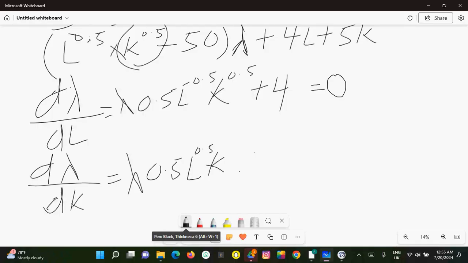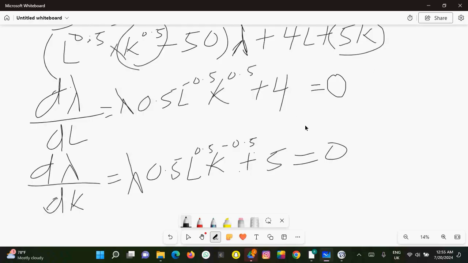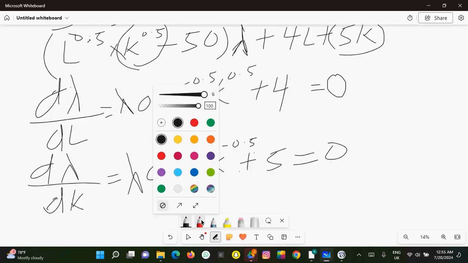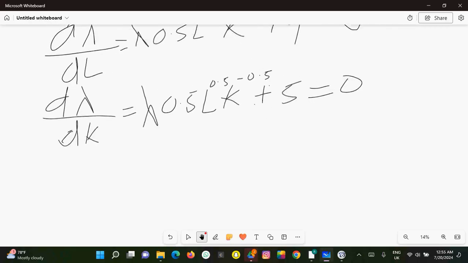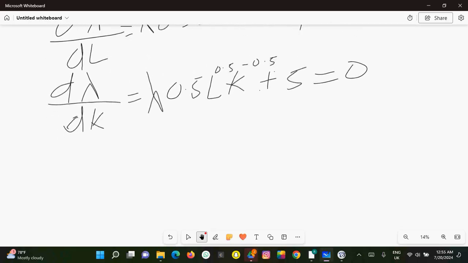raised to the power negative 0.5. Then we have 5K here, which is plus with plus, and when we differentiate it, we are going to get 5. So this is what we are getting. Then we equate that one to 0. The reason why we are keeping it long is because of the differentiation. You have to keep an eye open before you make a mistake, because once you make a mistake, it's really worrisome.